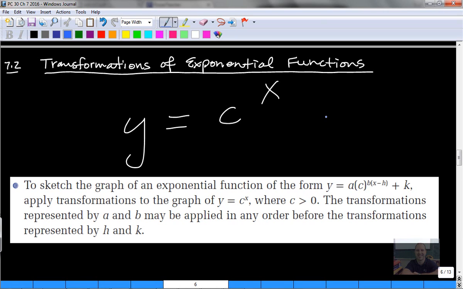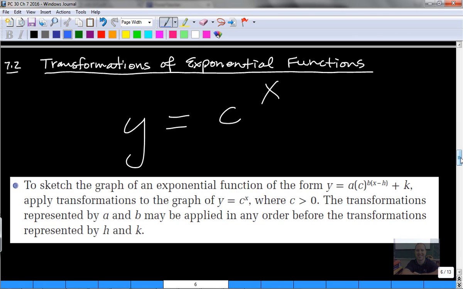All right, so the lesson from your textbooks in Pre-Calculus 30, 7.2, page 346. We're going to talk today about transformations of exponential functions. In 7.1, you were introduced to the exponential function, which looks like this, y equals c to the power of x.